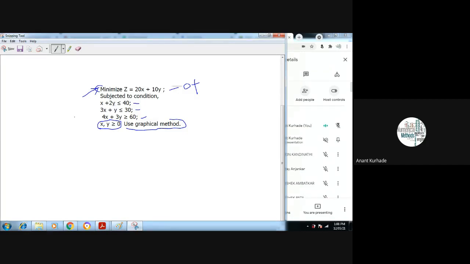Now we'll take one problem. Again you have a theory type problem. You have to convert that problem into the standard form, and then we can solve that problem by using the graphical method.